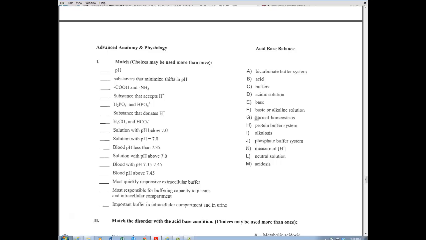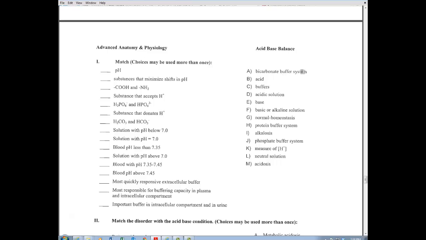And then a blood pH above 7.45, that would be letter I, alkalosis. And the most quickly responsive extracellular buffer, that's going to be our bicarbonate buffer system. We said that's the number one extracellular buffer system.